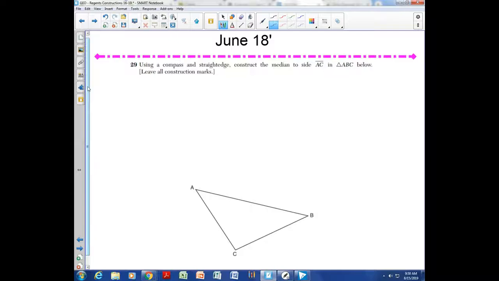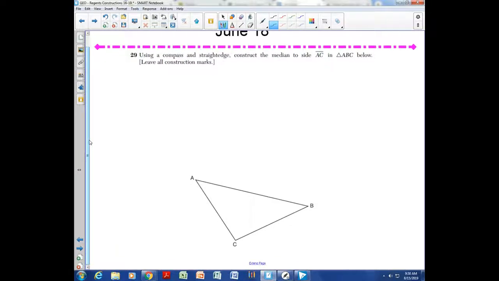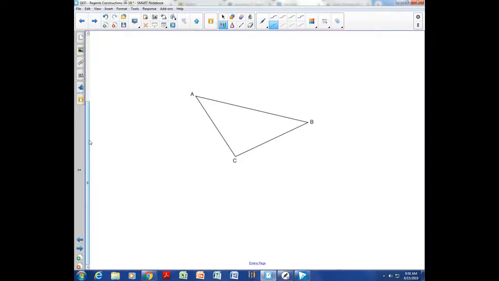So the first part of this construction is finding the midpoint of the side we're drawing the median to. And here it's very particular. It says a median to side AC. I can remember that many students on this construction did this properly, however, to one of the other sides and lost one of the points. So I am going to begin this construction by finding the midpoint of AC.